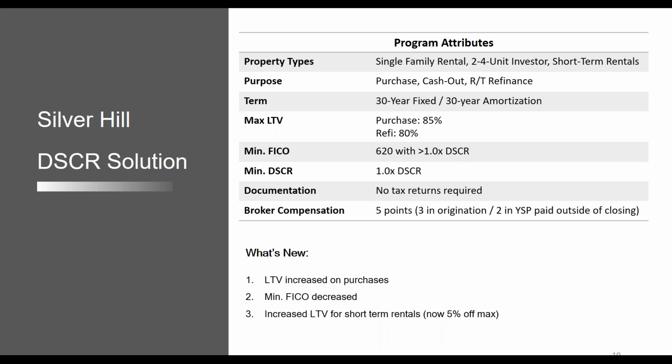One of the updates we made to the program recently is the ability to go up to 85% LTV on a purchase, which is very aggressive for these types of loans. And even on refinances, whether it's cash out or rate term, we can offer up to 80%. So we're looking for a minimum debt service coverage ratio of 1.0. We can go as low as a 620 credit score.